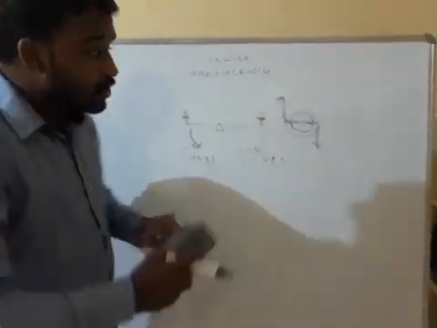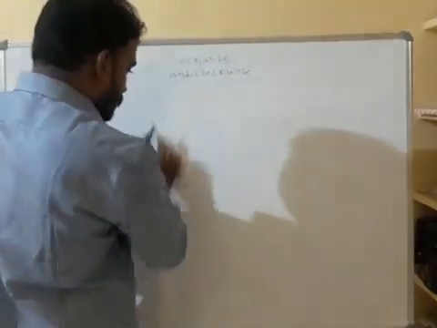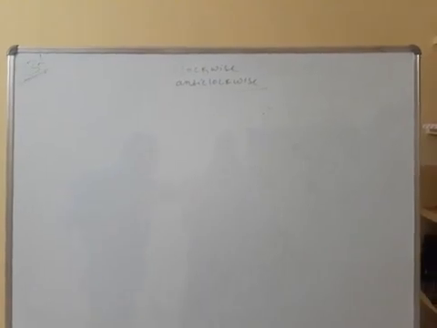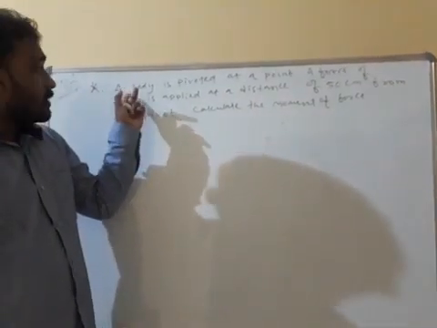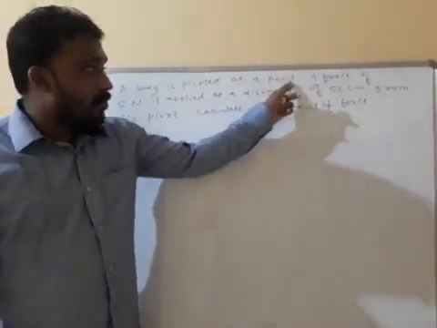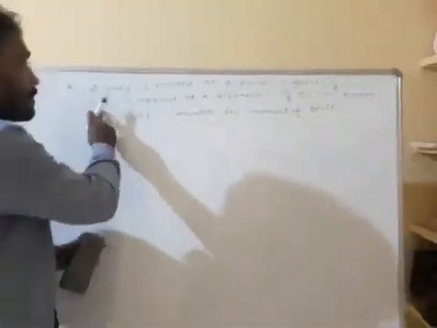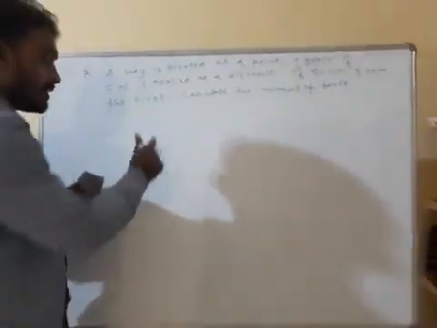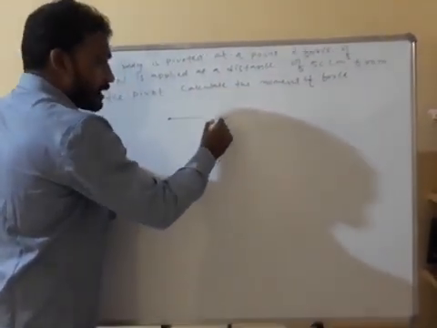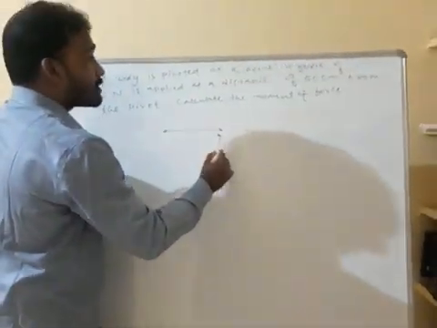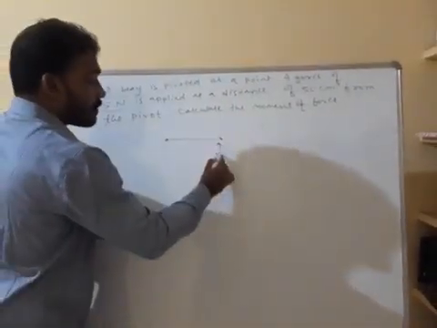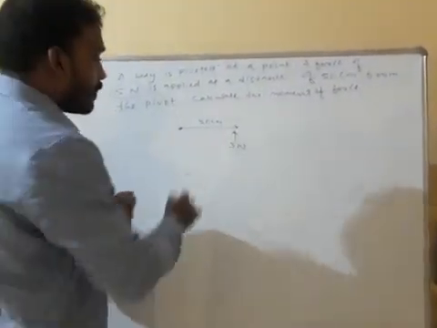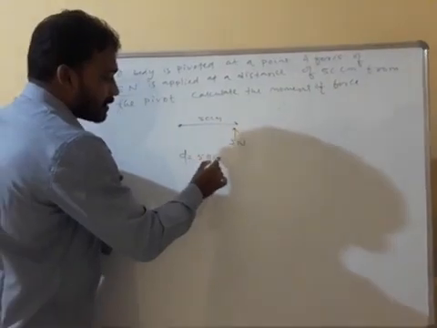Next one. Suppose a question is coming. What type of question? A body is pivoted at a point. A force of 5 Newton is applied at a distance of 50 centimeter from the pivot point. One pivot point is there. How much Newton of force is applied? 5 Newton of force is applied, and this distance is how much centimeter from the pivot point? 50 centimeter. So distance given is 50 centimeter.